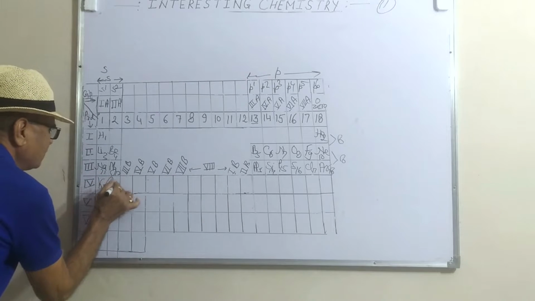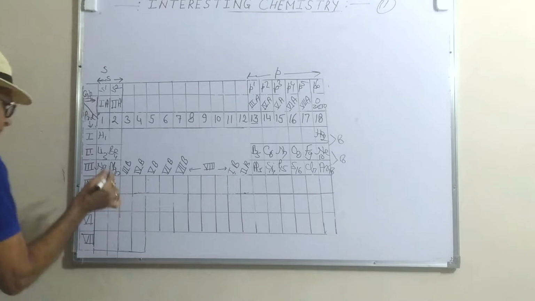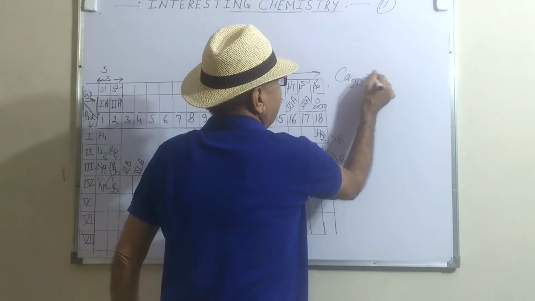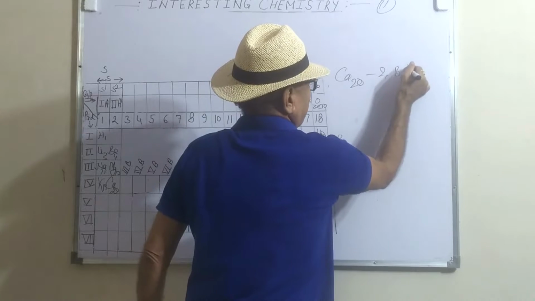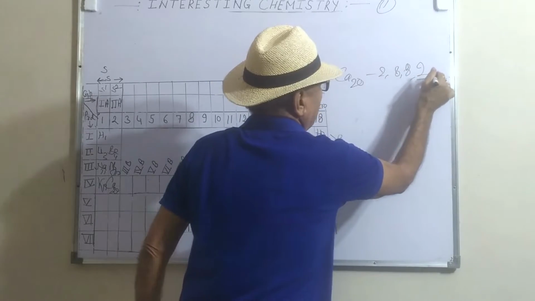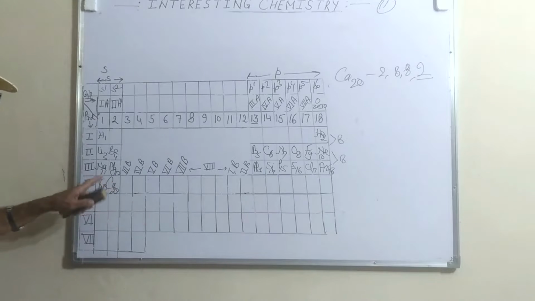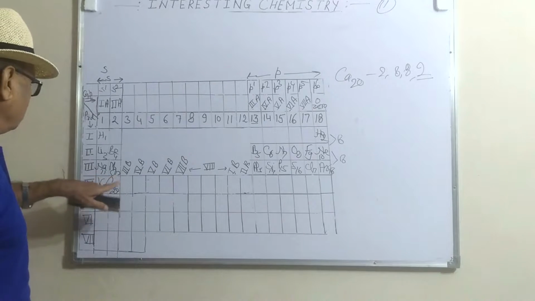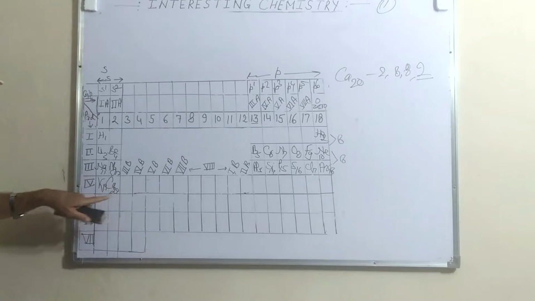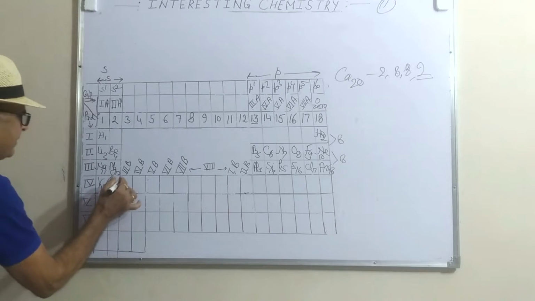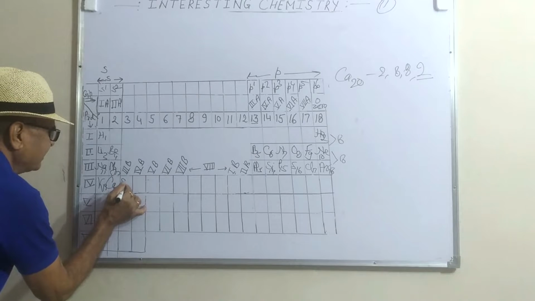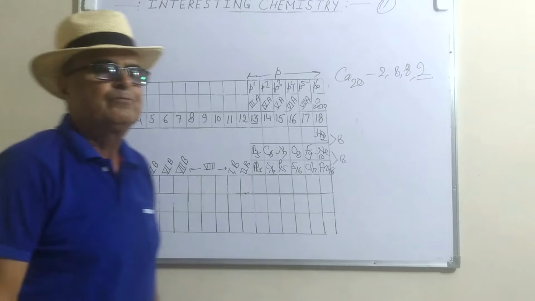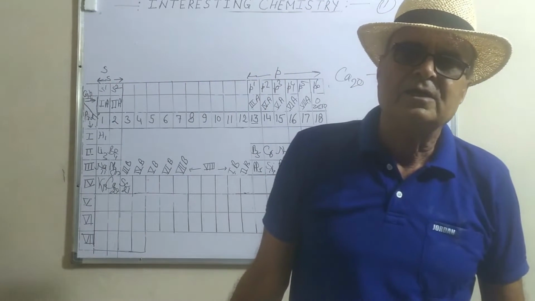Now you have understood the electronic configuration of calcium, that is calcium 20, 2, 8, 8 and 2. Now again, come to the next one, this is 21, scandium. Here, this is the 21st element, that is scandium.